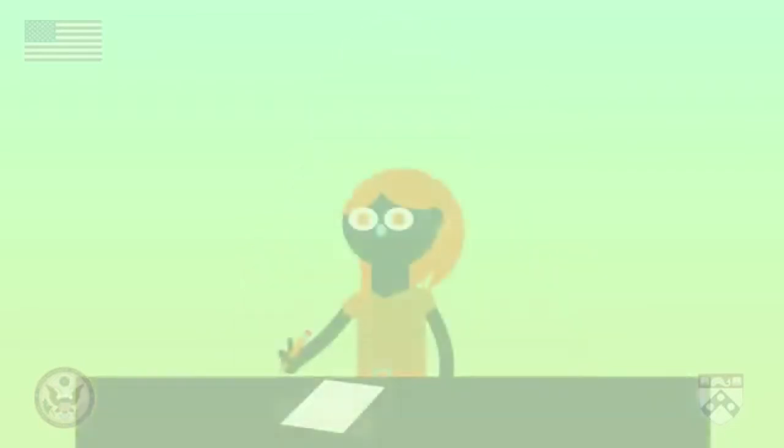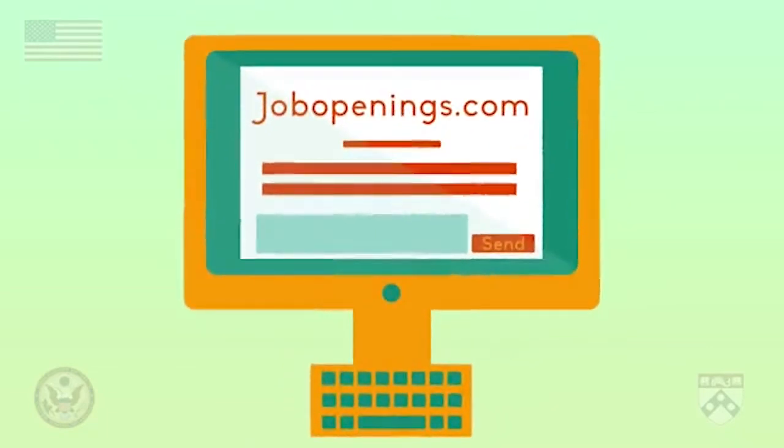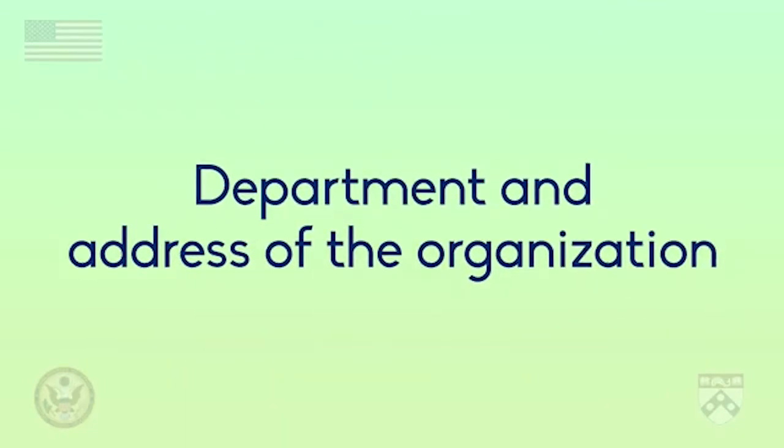Since you may not know whether the reader is a man or a woman, it is acceptable to write the first and last name only, followed by the job title. Nowadays, many job applications are completed online, and job seekers may not know who the reader will be. In this case, it is acceptable to leave the name off of the reader's address and simply put the department and address of the organization.